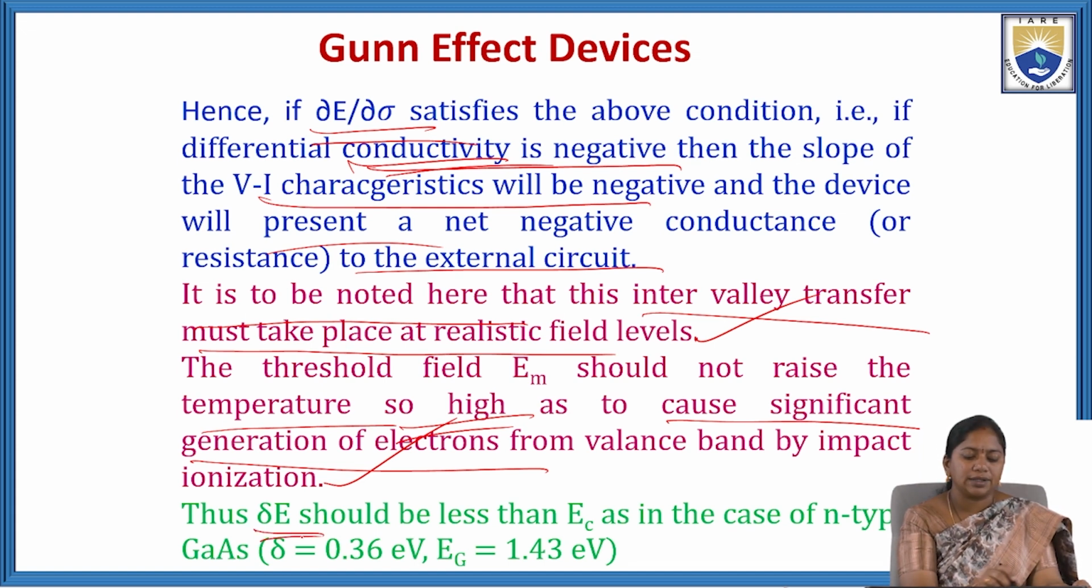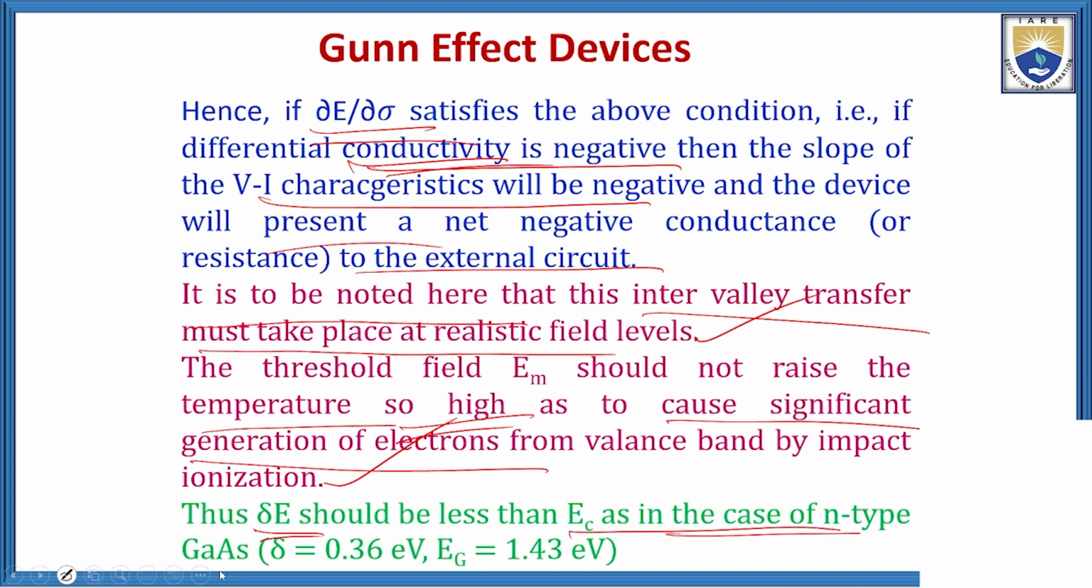Thus delta E should be less than Eg, as in the case of N-type gallium arsenide. So delta E equal to 0.36 electron volts. Eg is the energy gap. Energy gap is 1.43 electron volts.